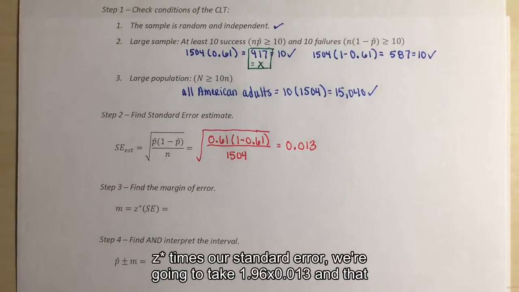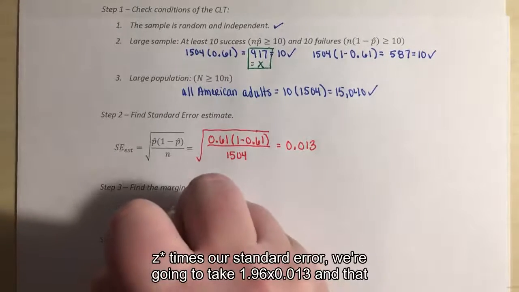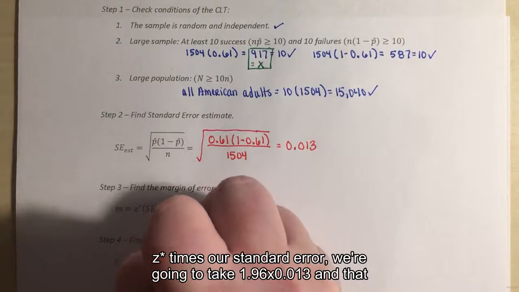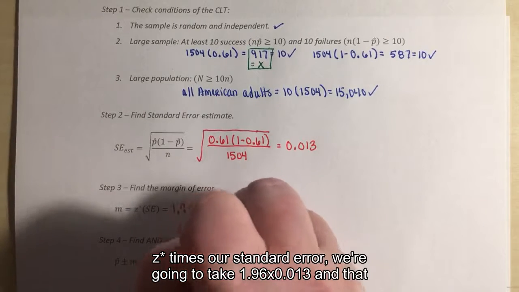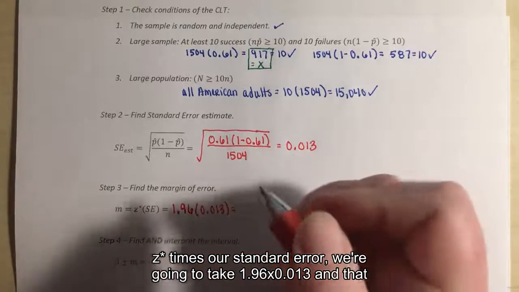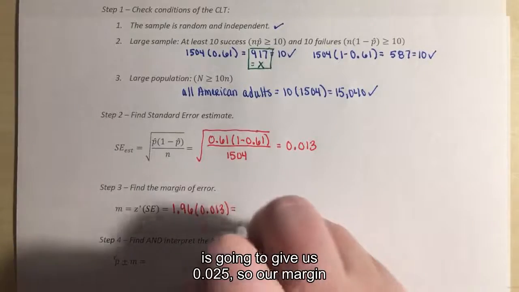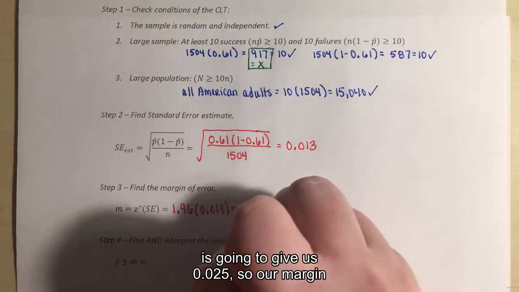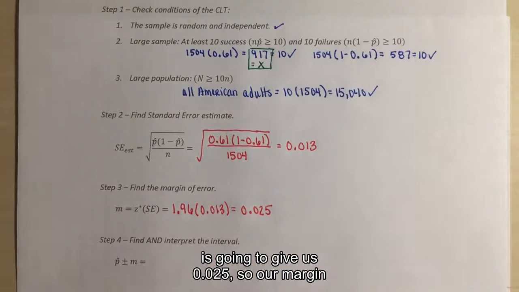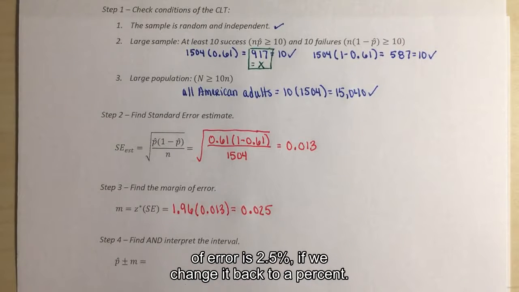So z star times our standard error, we're going to take 1.96 times 0.013, and that is going to give us 0.025. So our margin of error is 2.5%, right? If we change it back to a percent.